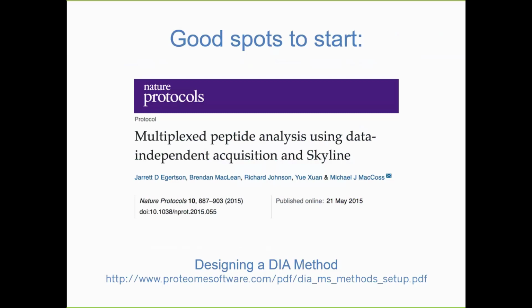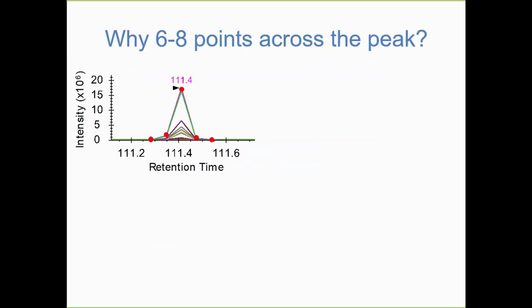We also have an additional document that provides starting points for where you might want to set your instrument to start acquiring data for DIA methods, the methods that we discussed here in this talk. So let's talk about some of the things you need to think about when acquiring DIA. The first thing is, we've talked repeatedly about needing to get enough points across the peak.